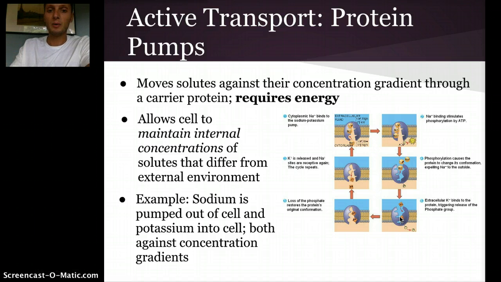And again, they're both being moved against their concentration gradient. So within the cell, there's not much sodium. Outside of the cell, there's lots of sodium, but we're pumping it out, and potassium is being pumped in.